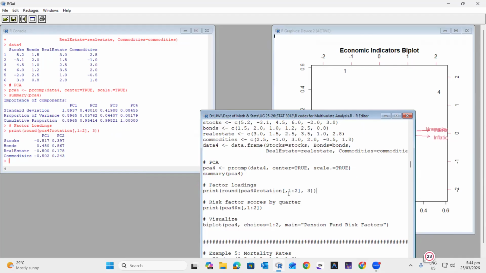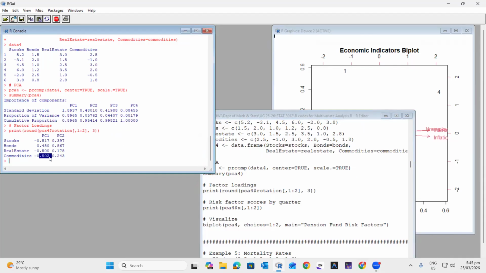All right, so PC1 is going to explain the stock, real estate, commodities. They have similar negative loadings, almost minus 0.5. And bond has the positive loading, that is 0.48. So PC1 contrasts the risky assets, basically stock, real estate, and commodities, against the bonds.